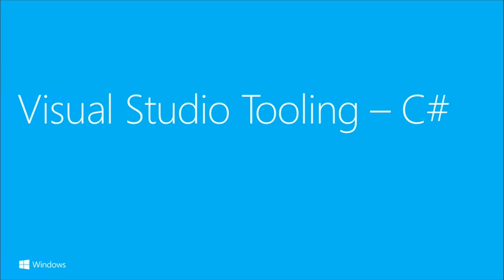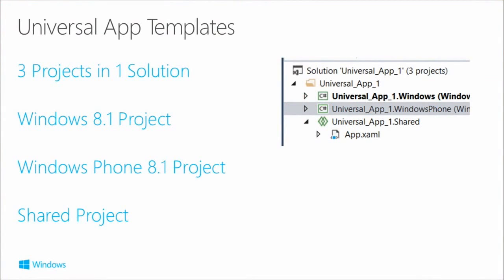So start with Visual Studio tooling for C#. The first big addition to Windows 8.1, or the Visual Studio update to RC, or if you're watching after we've gotten past RC, update 2, is the universal application templates. This is 3 projects in a single solution: a Windows 8.1 project, a Windows Phone 8.1 project, and a shared project. And the shared project is really nothing more than a bunch of files that can get pulled into both of the other projects and then compiled alongside.